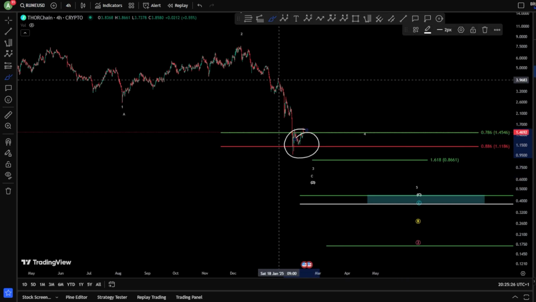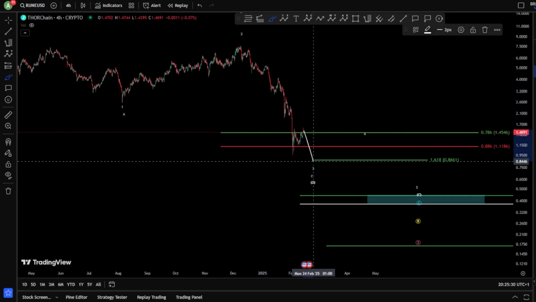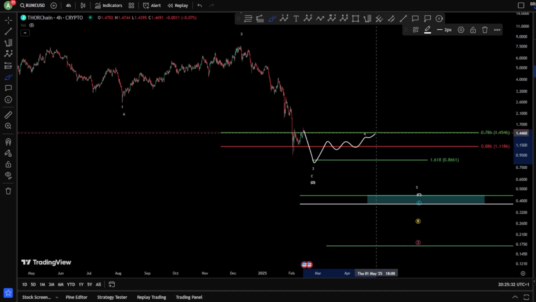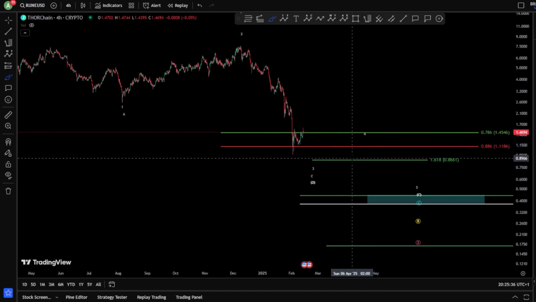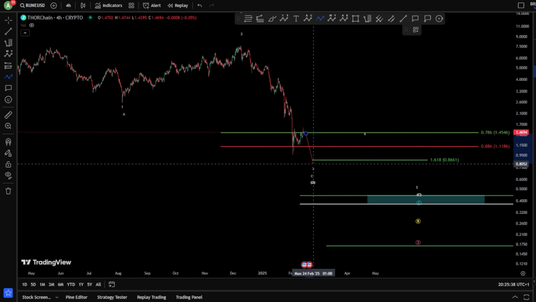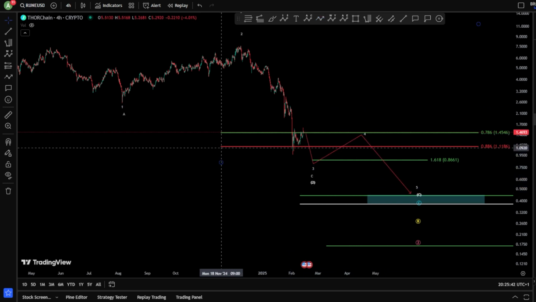Your wave 2 might of course belong to this wave 2 in time, so we might of course start to drop and then start to move sideways probably, and then moving back to this wave C. So probably this is the path that I'm looking for RUNE, of course, in this case scenario.